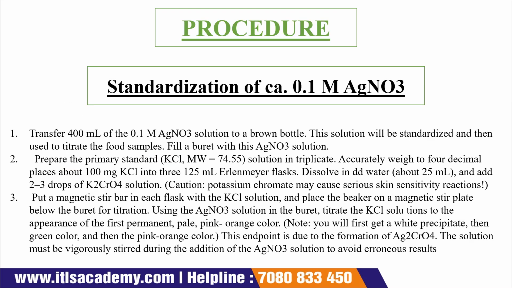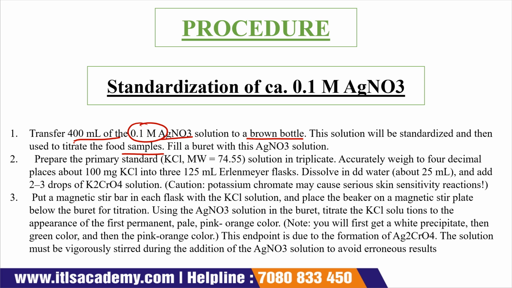Okay, now the procedure. The procedure is divided into two categories. One is the standardization of 0.1 molar silver nitrate. For this, we take 400 ml of 0.1 molar silver nitrate solution into a brown bottle. Then we have to standardize this solution before titrating it to a food sample. So we fill this AgNO3, that is silver nitrate, into a burette.